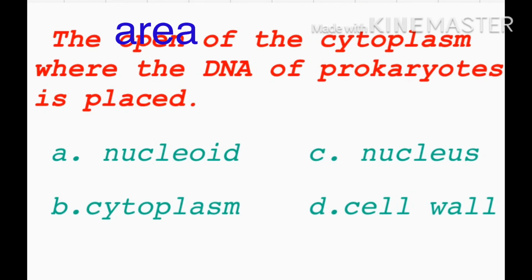Next question. The area of the cytoplasm where the DNA of prokaryotic cells or prokaryotes is placed. The choices are A. Nucleoid, B. Cytoplasm, C. Nucleus, D. Cell wall. And the correct answer is letter A. Nucleoid.